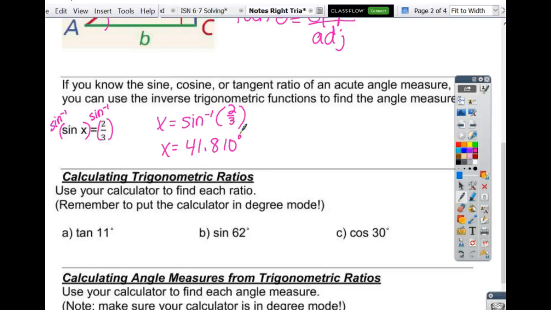Okay. It should be in degree mode, and I'm going to tell you how you can check. Next to the second button, there's a button that says mode. If you push mode, when it opens, it should be in degrees because I had first period set them. So if it's in radians, change it to degrees.